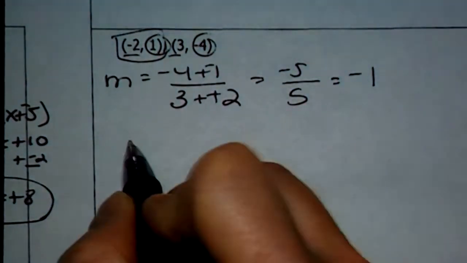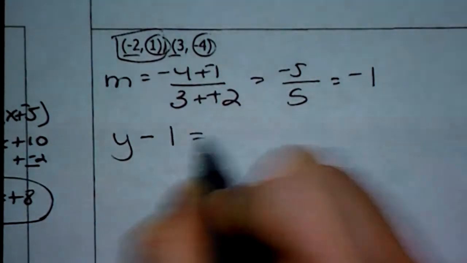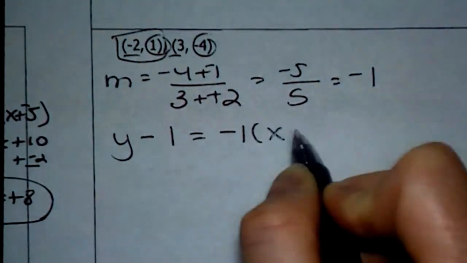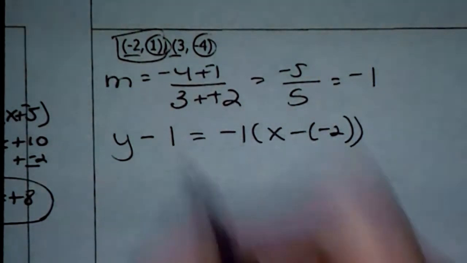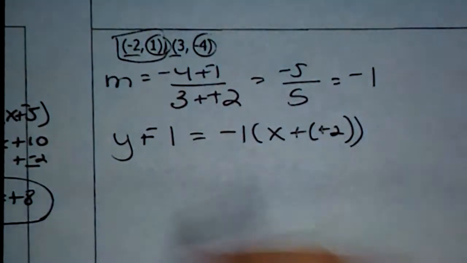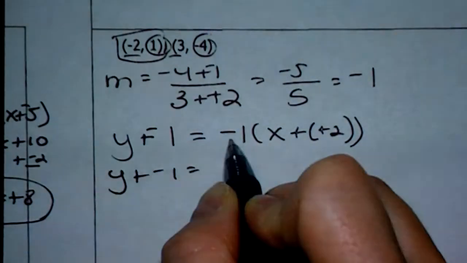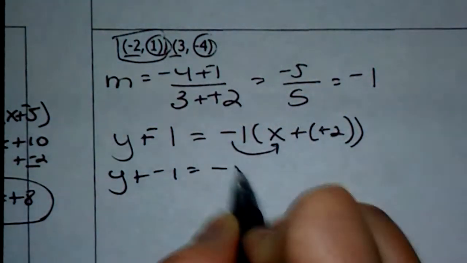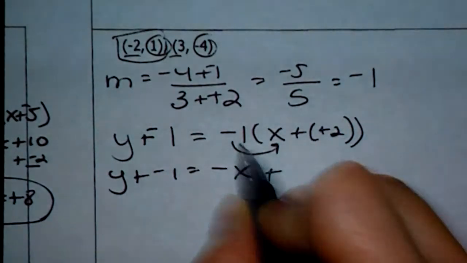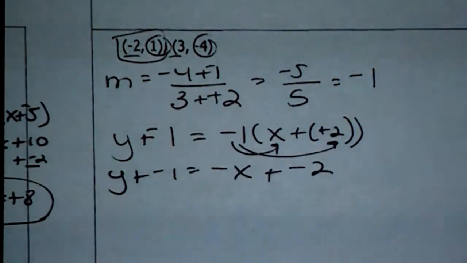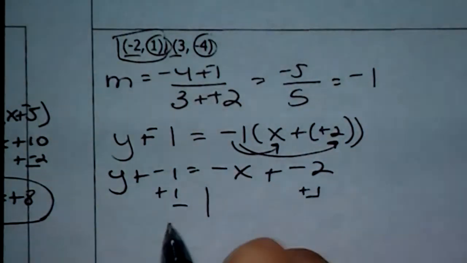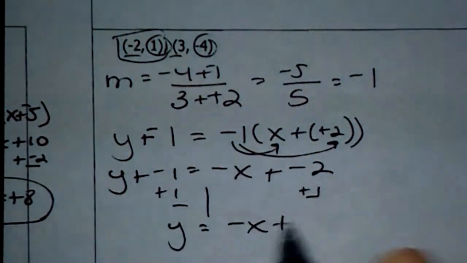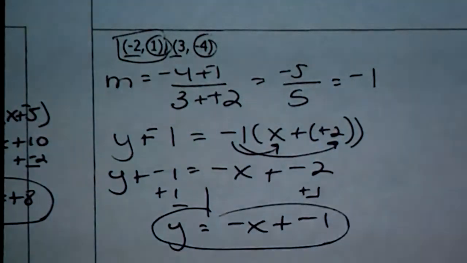Now, choose an ordered pair and plug it into y minus y1 equals a slope times x minus x1. And we'll solve it for y. I'm going to keep change. So y plus -1 equals -1 times x is -x. -1 times 2 is -2. All that's left to do is add this 1 over here, and y is equal to -x plus -1.